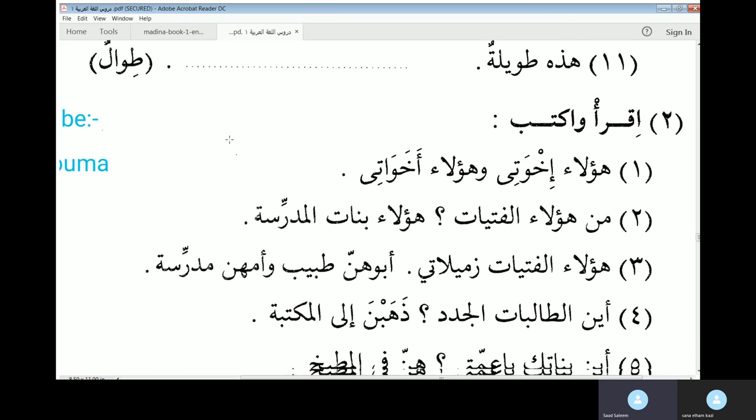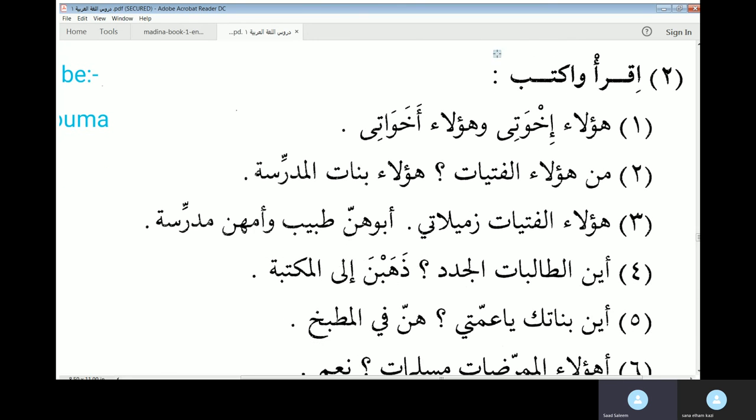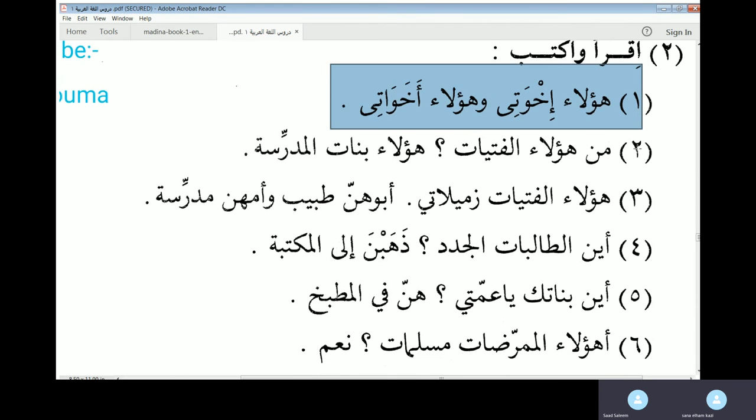Next, ikra waktub, read and write. Haulai ikhwati wa haulai akhwati. These are my brothers and these are my sisters. Why am I saying my brothers? Because of... Okay.